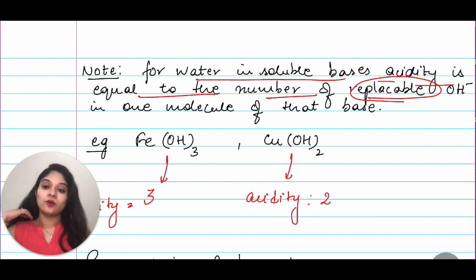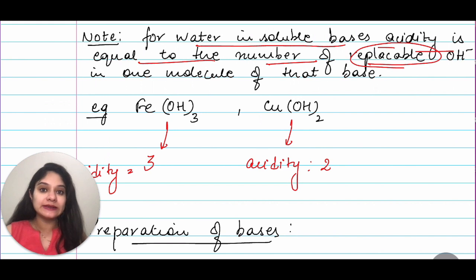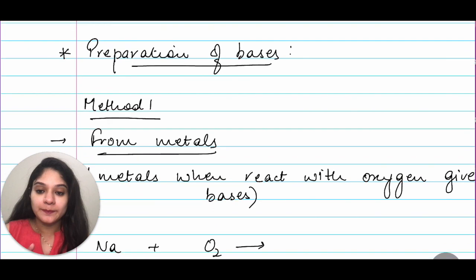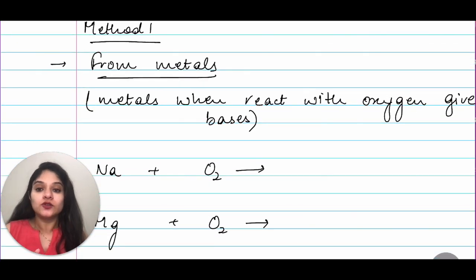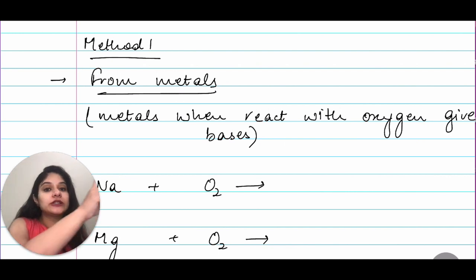Okay. Now, moving on, this is where we finish classification of bases. From here on, we move on to preparation of bases. So we have in total 6 methods of preparation. We would be working on 3 in this part and we'll start with the other 3 in the next part. So the first preparation of base is from metals. So method 1, metals when react with oxygen give bases.